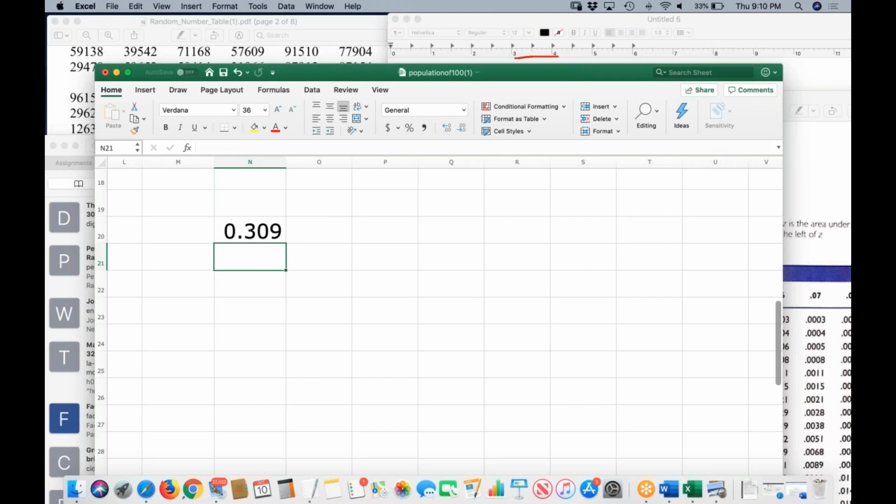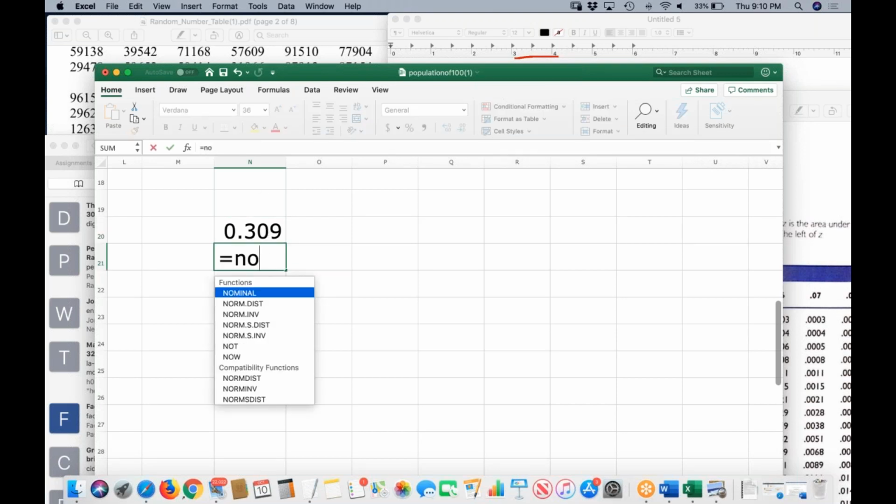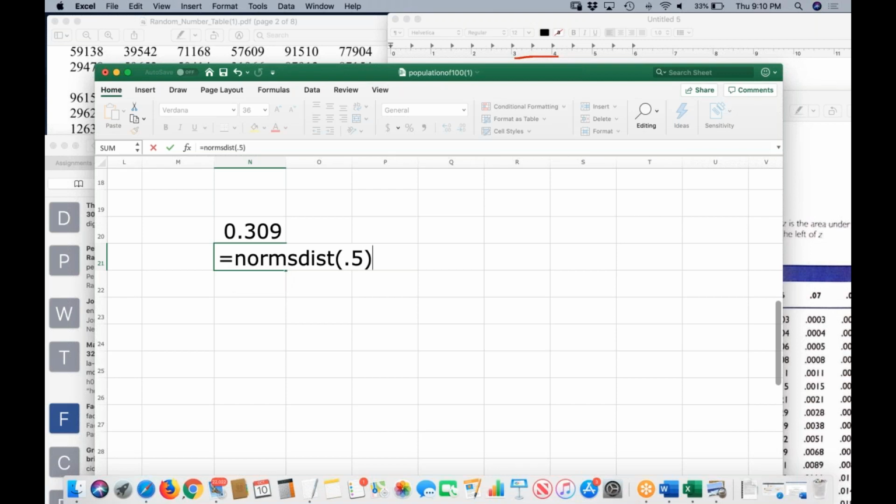The 31%, right? But same thing we got before. If I put in equals NORM.S.DIST, parentheses, it wants a z-score, and I'm going to put in plus 0.5, which is what that last example was, and there's our 69%. But we still have to add and subtract, right?